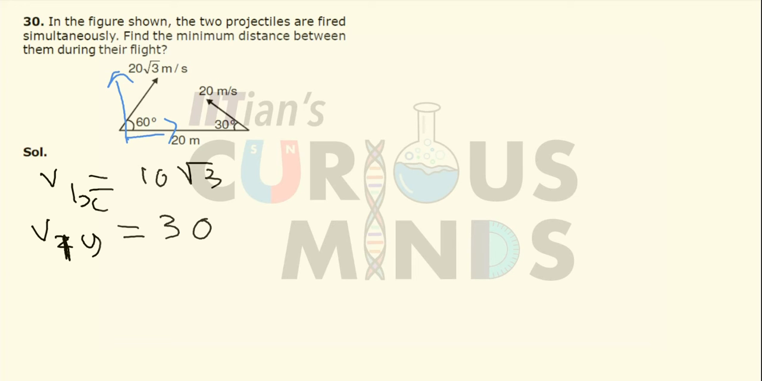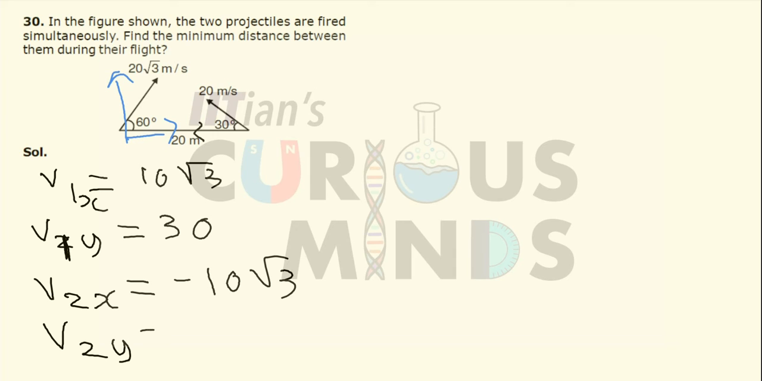Now the velocity of the second particle along the x direction is negative, so it is equal to negative 20 cos 60, which is equal to negative 10 root 3. The velocity of the second particle along the y axis will be equal to 20 sin 60, which is equal to 10. So basically I got the velocity of the first particle along x and along y, and the second particle along x and along y.